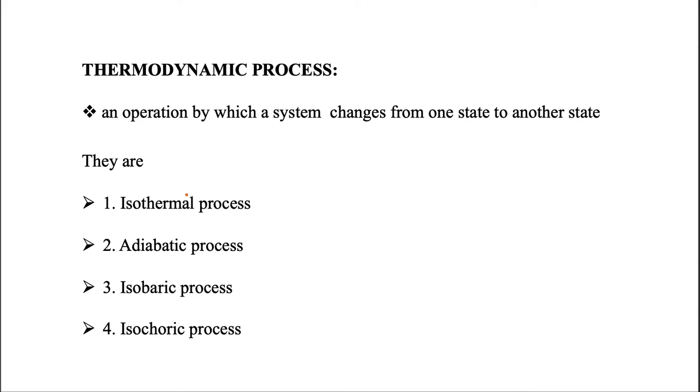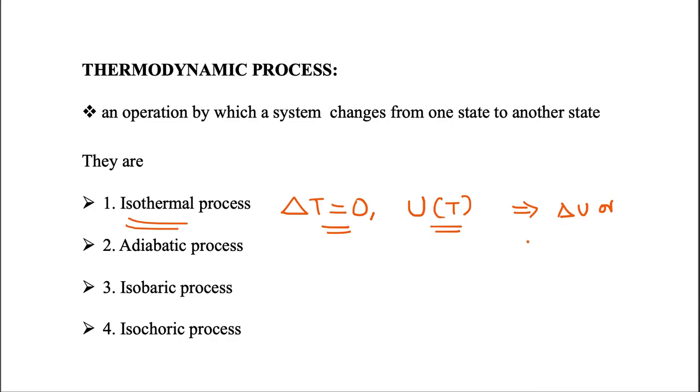One is the isothermal process, where temperature is kept constant throughout the process. And we just discussed that internal energy is a function of temperature. Therefore, no change in temperature means there is no change in the internal energy. Delta U, or some books follow delta E. So the change in internal energy is zero for isothermal processes. Adiabatic process.